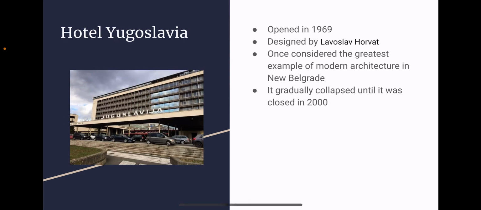So one of the first buildings we're going to talk about is Hotel Yugoslavia. It was opened in 1969 and designed by Lavoslav Horvat. It was once considered the greatest example of modern architecture in New Belgrade. Unfortunately, it gradually collapsed until it was closed down in the year 2000.